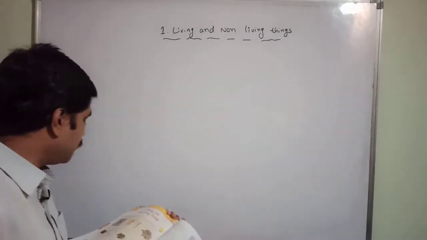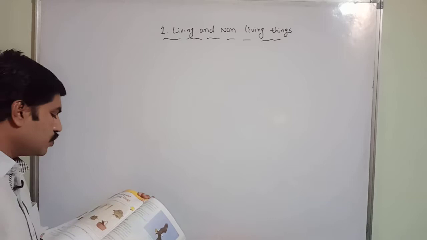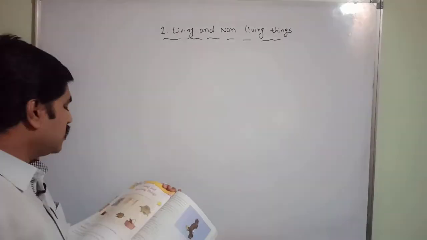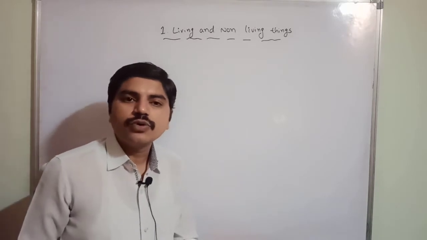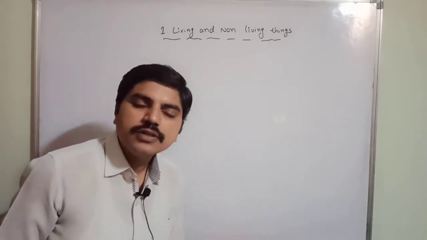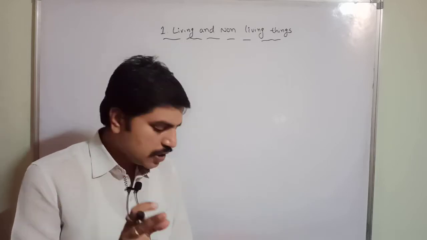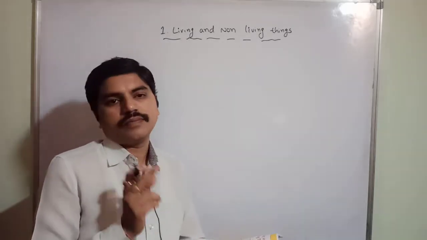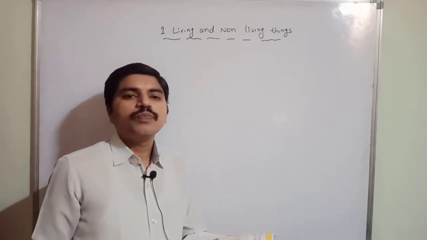Once you see here, look at the pictures below. Mark the living things with L and the non-living things with N. See in your textbook, that which is moving is a living thing, which means L. A non-living thing means N. Correct or not? You can mark it. So observe in your textbook.